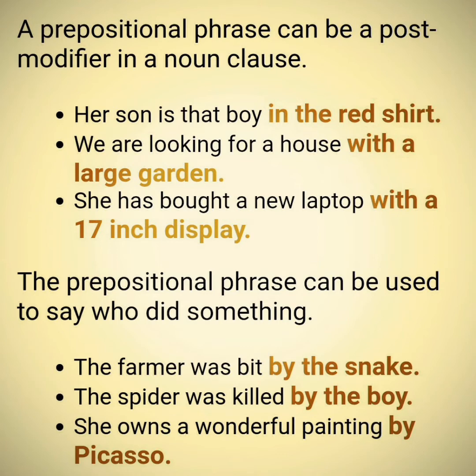A prepositional phrase can be a post modifier in a noun clause. Example, her son is that boy. This is the noun clause. In the red shirt is a phrase. We are looking for a house. House is a noun, so it is a noun clause. With the large garden is a prepositional phrase.